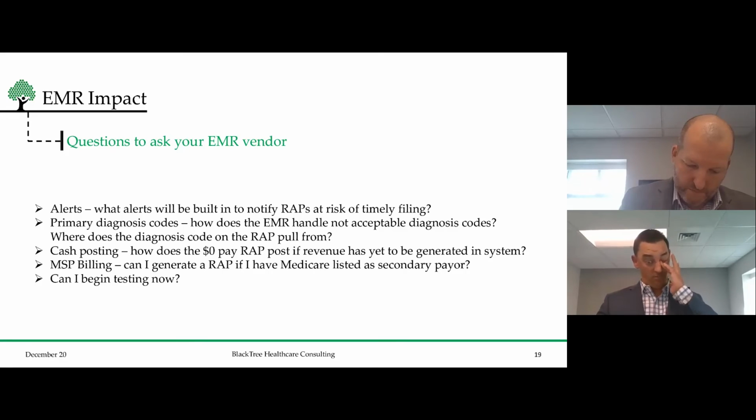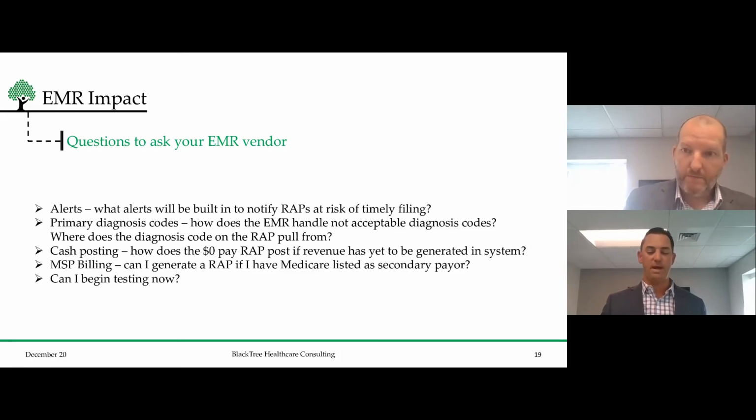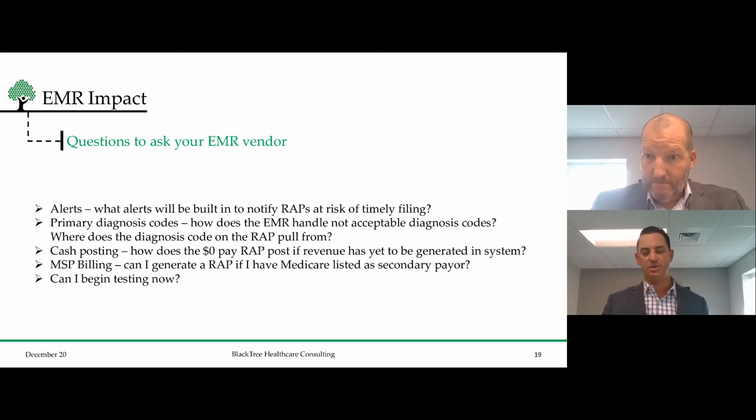And finally, before I turn it over to Nick again, additional questions to ask your EMR: alerts. What alerts are built in to notify you the wraps are at risk of timely filing? So again, this comes back down to the tracking. Will there be alerts? Will there be a special report to give you this information? Is there a one-stop shop that shows all my wraps and where they stand? Really understanding that information within your EMR.